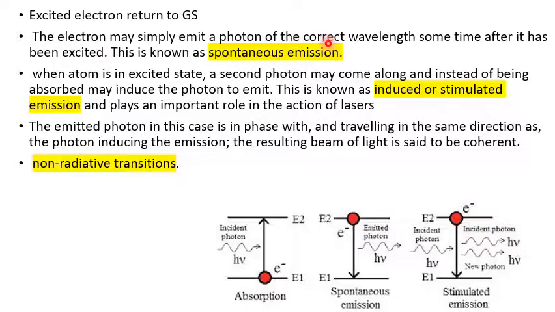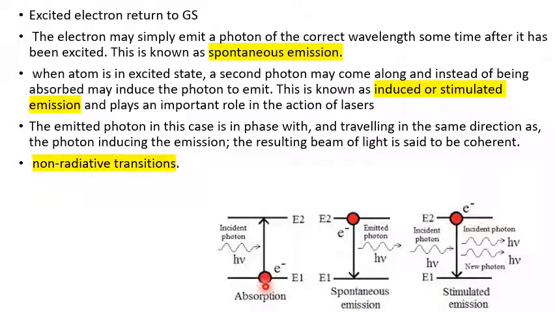That is, the wavelength of the photon which was absorbed will be equal to the wavelength of the emitted photon, and this is known as spontaneous emission. Here in this diagram, spontaneous emission is shown.